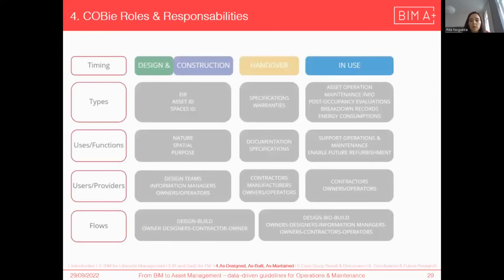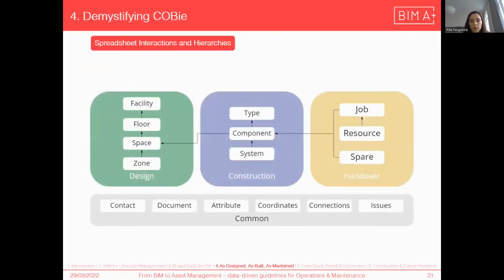Then the question was for us, me together with Limson, so which information to provide, how and by who? So which are the roles and responsibilities connected to COBie? And in this image, there is a proposal for these roles and responsibilities, and also the data drops according to the company's experience and the workflows that were designed, that could be pre-agreed on the BEP and of course adapted to local project needs. So here we find the spreadsheet interactions and hierarchies.